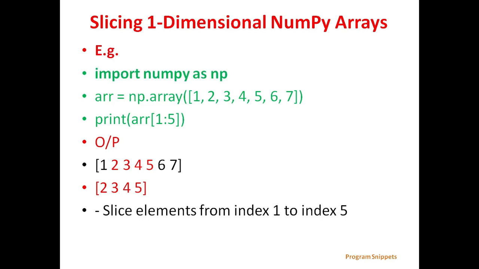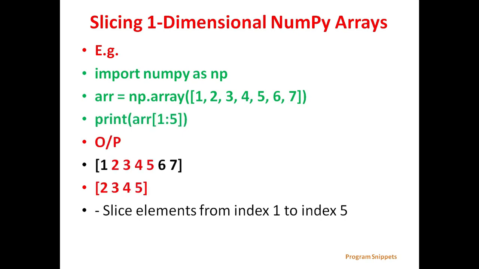Here we have created an array with elements 1, 2, 3, 4, 5, 6, 7, and when we print array with 1:5, it will give the output 2, 3, 4, 5. That is, it will slice the elements from index 1 to index 5. Here 5 is not included, so it will print elements at index 1, 2, 3 and 4. So the output will be 2, 3, 4, 5.